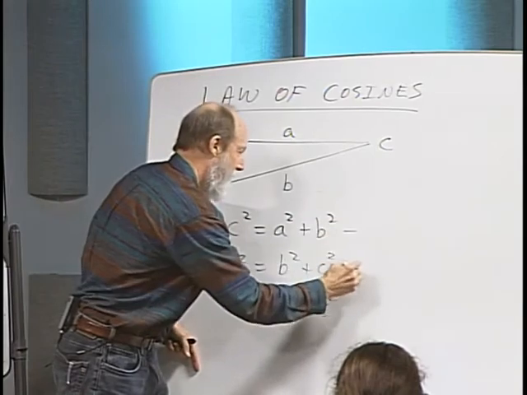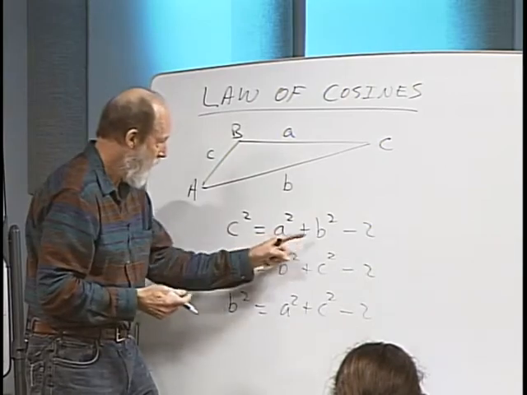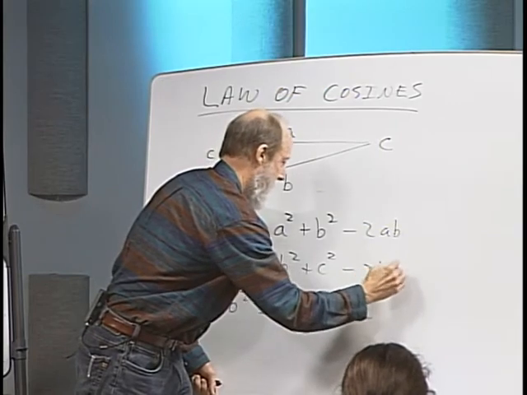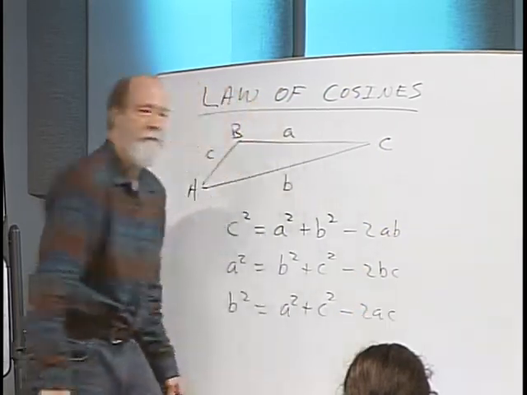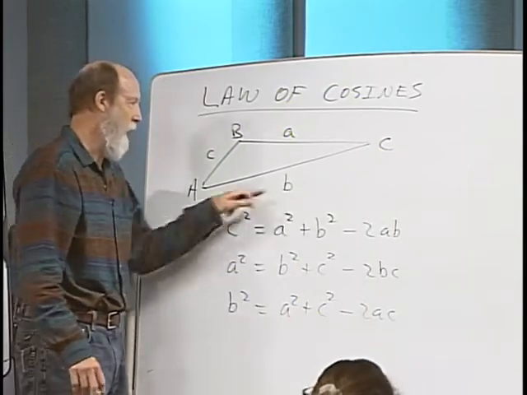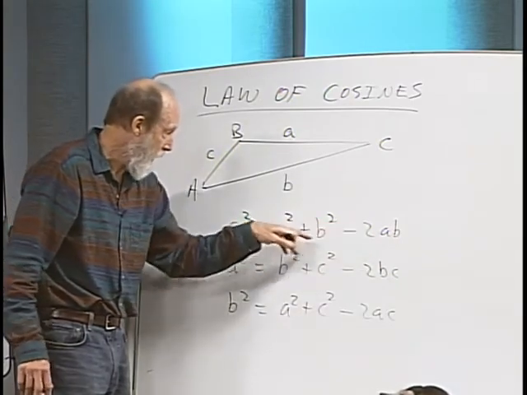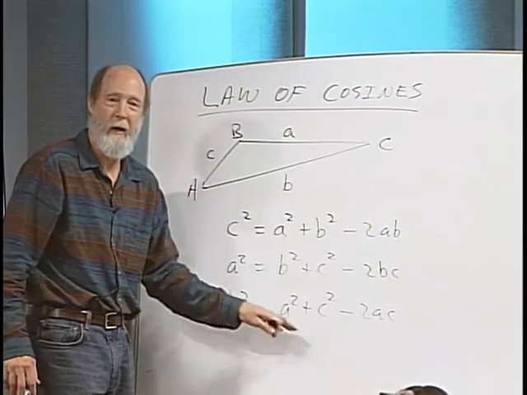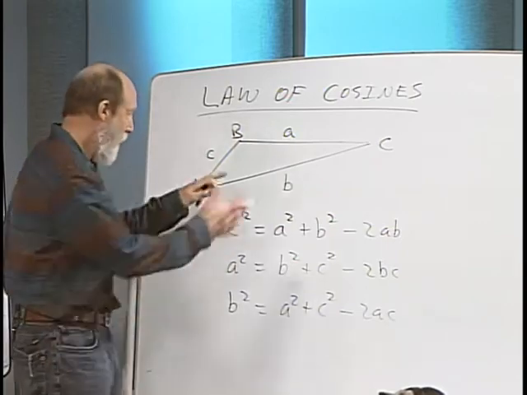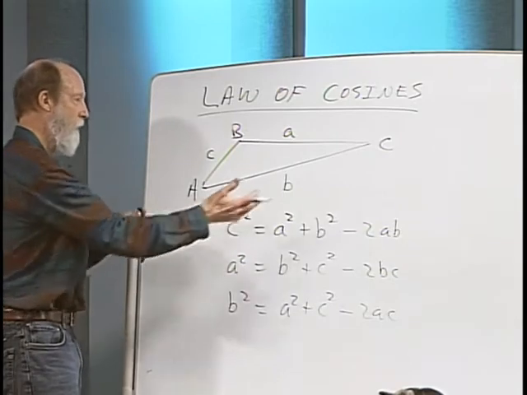You subtract off twice the product of these side legs right here. Okay? So think of it as a Pythagorean kind of relationship, and then just subtract off twice the product of these legs that you see on this side here. Okay. So this is the law of cosines in all its possible forms if using letters A, B, C.